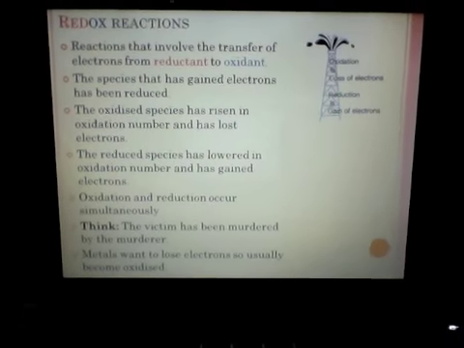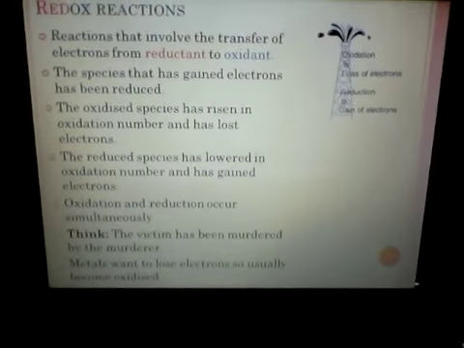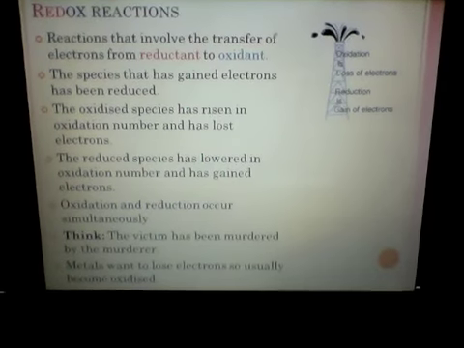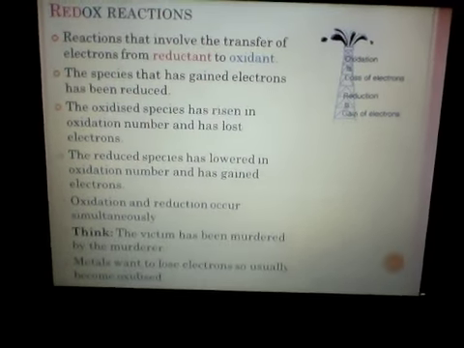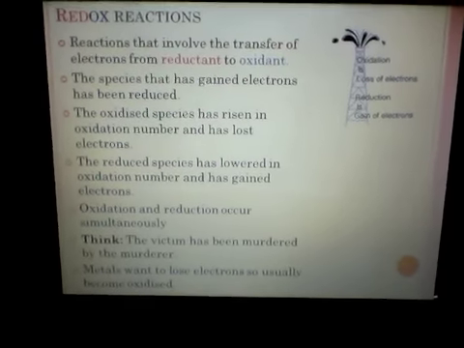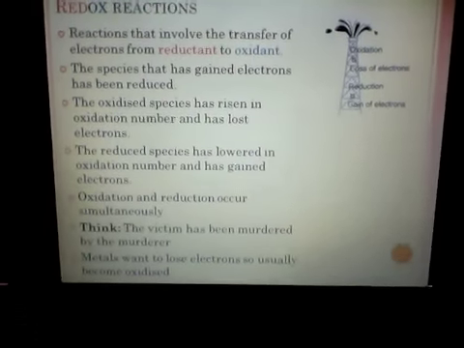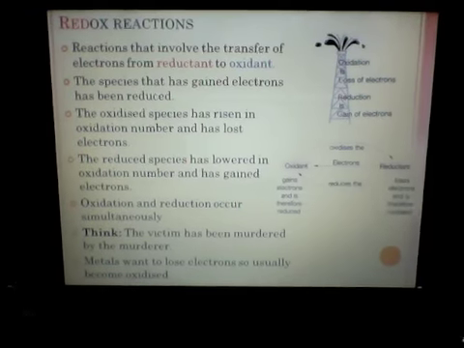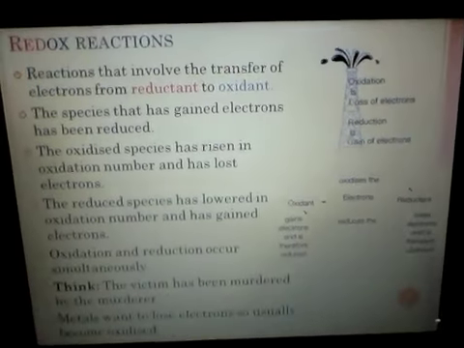Okay, a way you can also remember which one's more likely to become oxidized is that metals want to lose electrons. Remember, they only have a small number of electrons in their outer shell. They want to become stable, so they tend to lose electrons, becoming oxidized themselves. And here is just a flow chart which you guys can use.